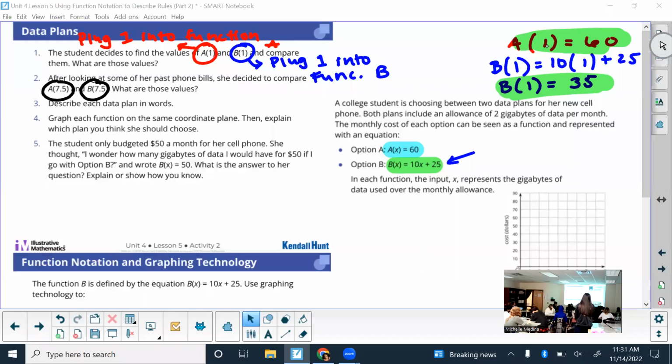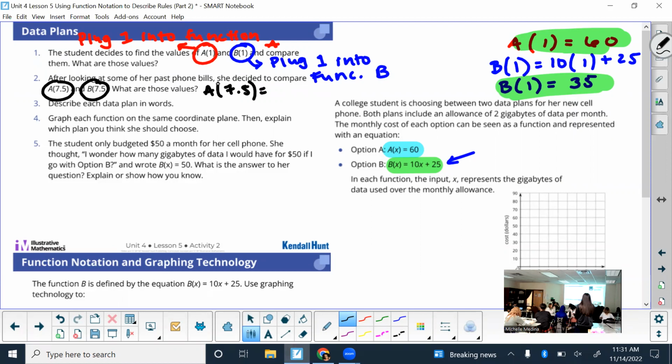All right, so I'm about to ask, and honestly, everyone should be able to answer. The answer should be so loud that the teacher next door can hear it. So what is A of 7.5? All right, what is B of 7.5? All right, good. That's perfectly right.